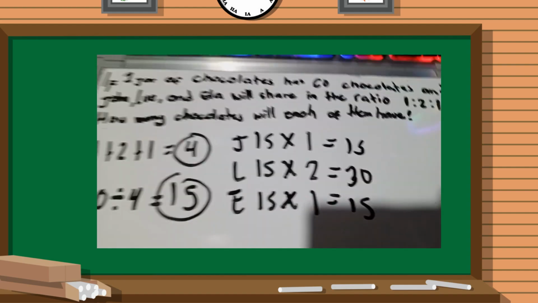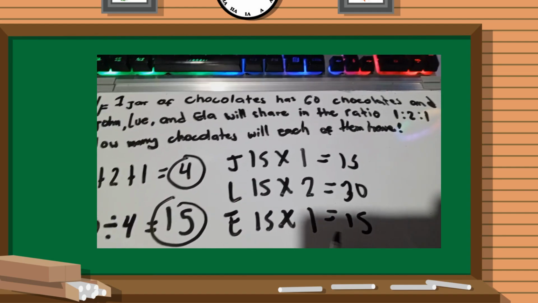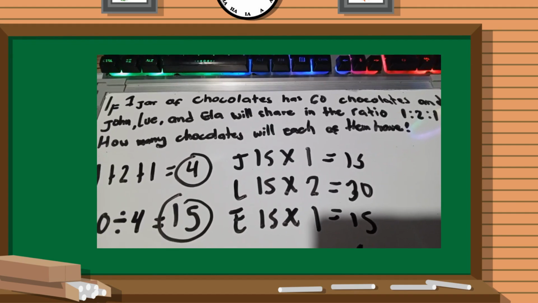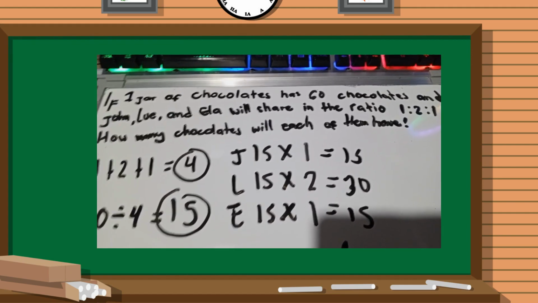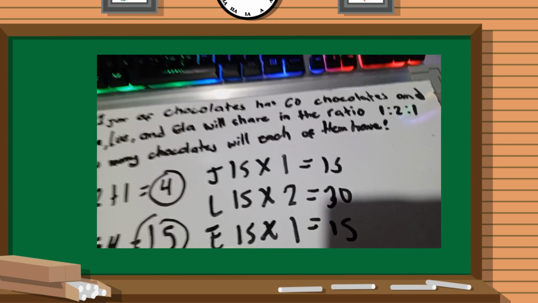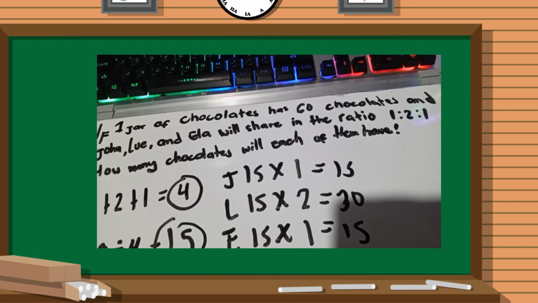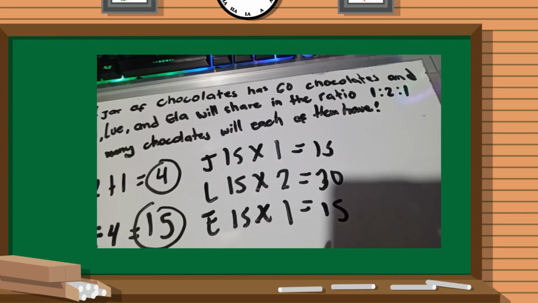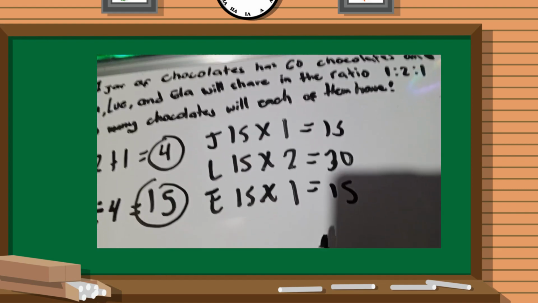So, in the question, if one jar of chocolates has 60 chocolates and John, Lou, and Ella will share in the ratio of 1 to 2 to 1, how many chocolates will each of them have? So, John will be having 15 chocolates, Lou will be having 30 chocolates, and Ella will have 15 chocolates.